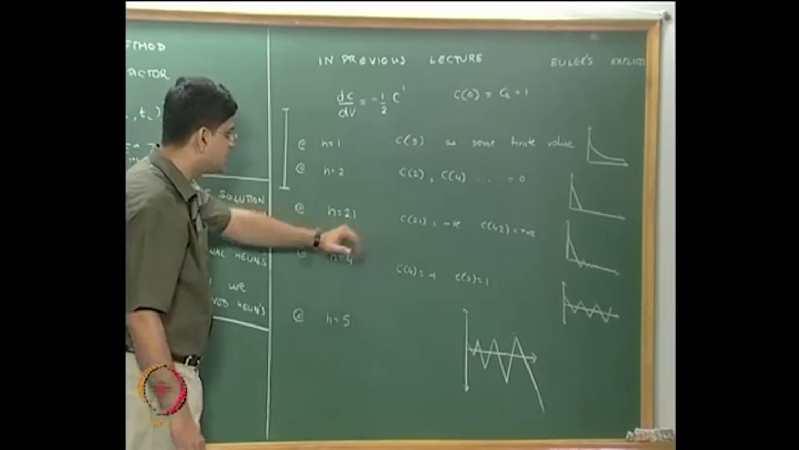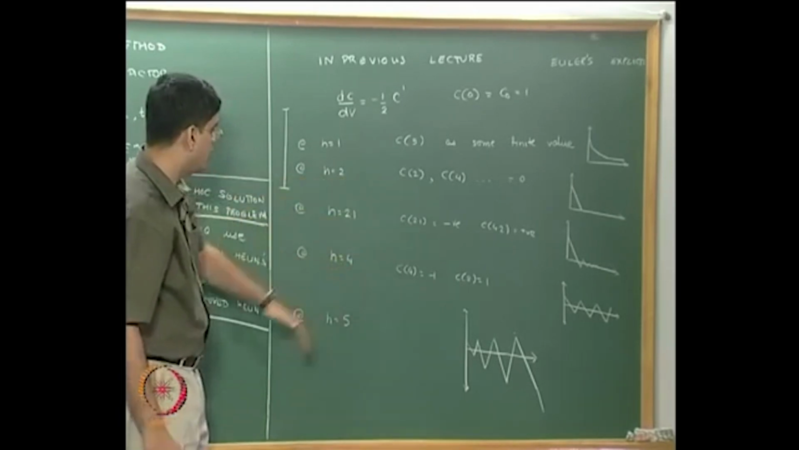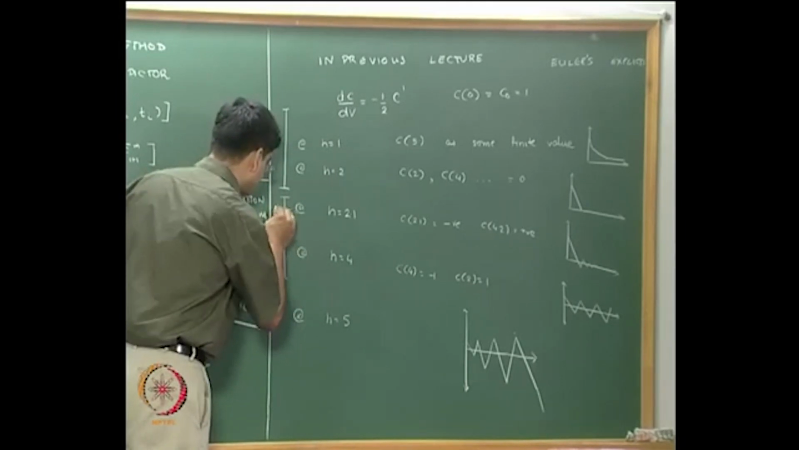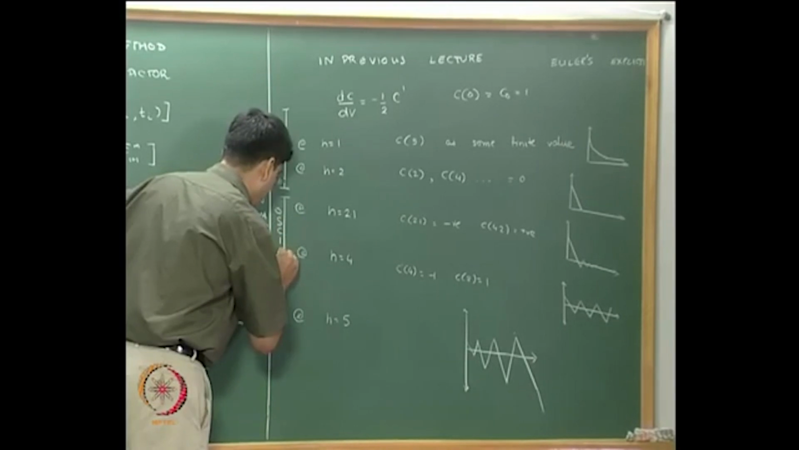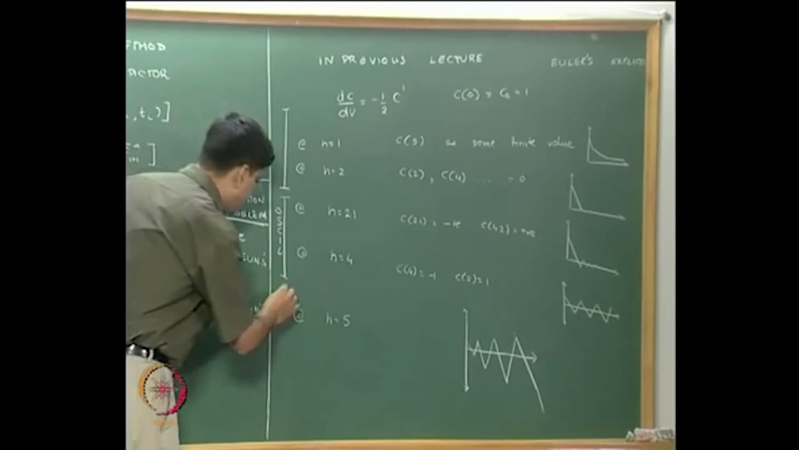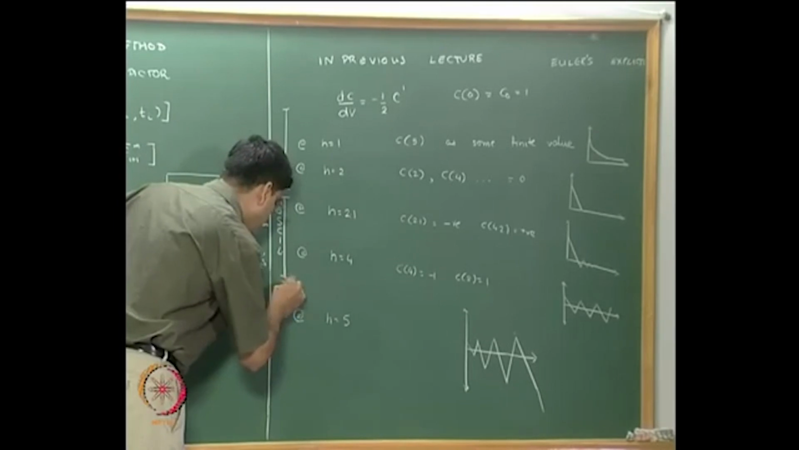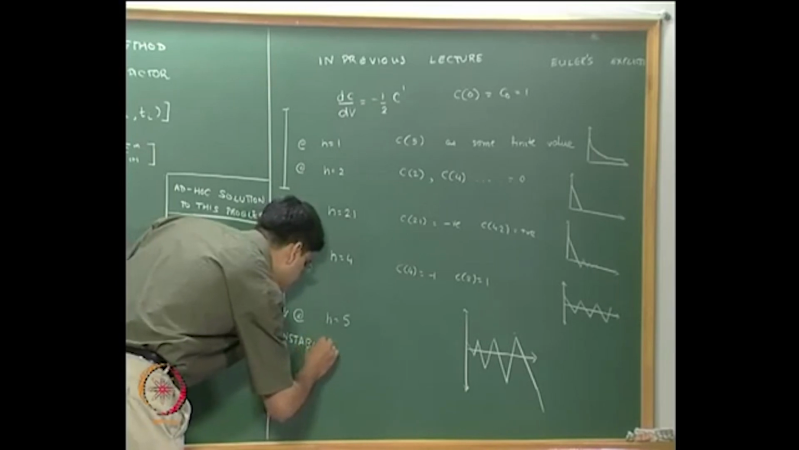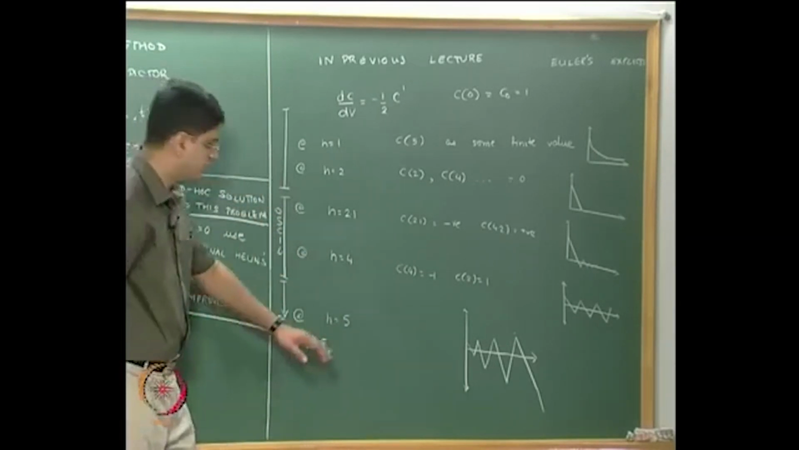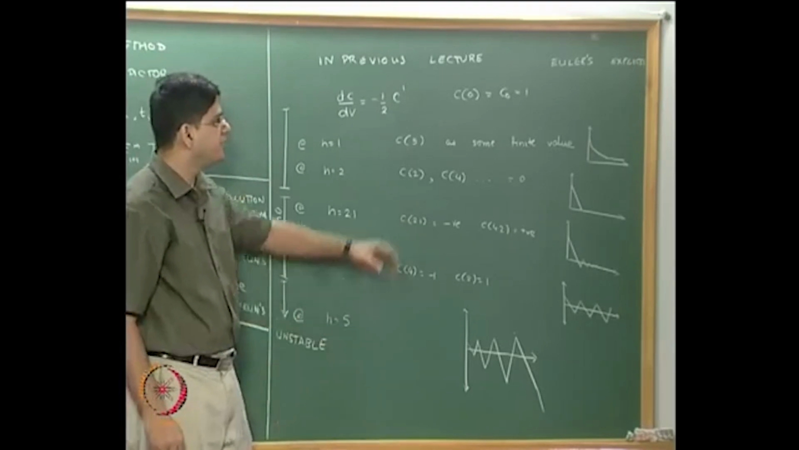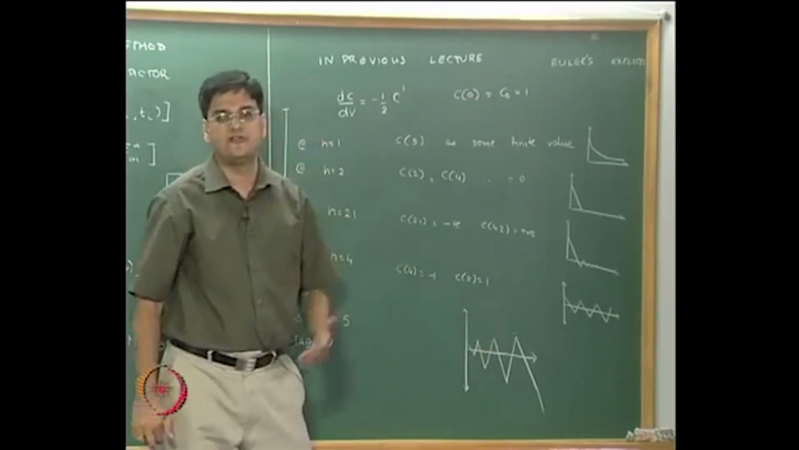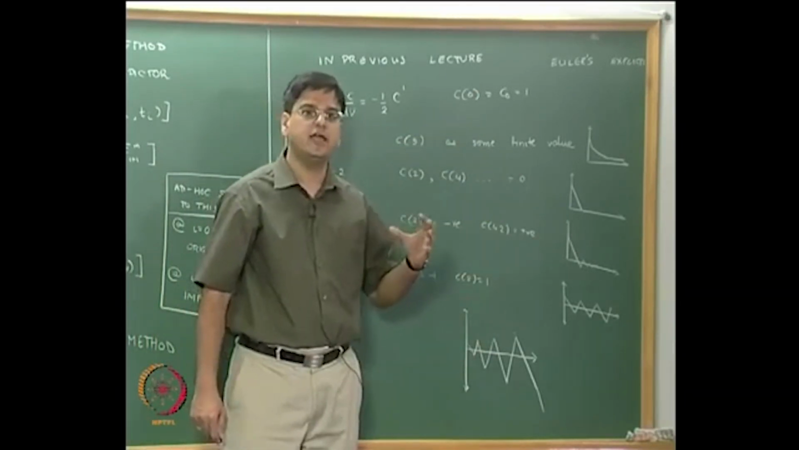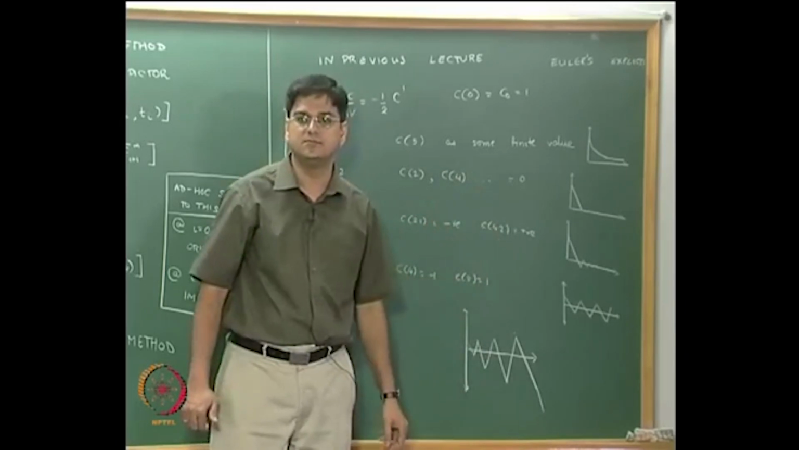Okay. The next case was when h was between 2 and 4. Between 2 and 4, what we saw was there were oscillations. And when h was increased beyond 4, we saw that the system was unstable. We will now go ahead and analyze this behavior for the Euler's explicit method, try to find out why we get this particular type of behavior, and then we will extend the same analysis to the Euler's implicit method.